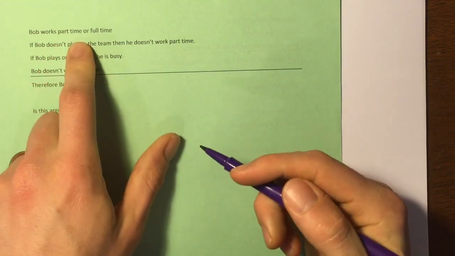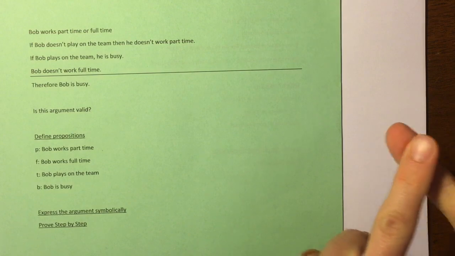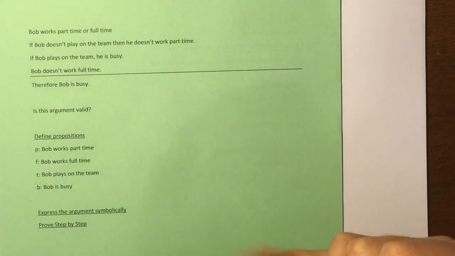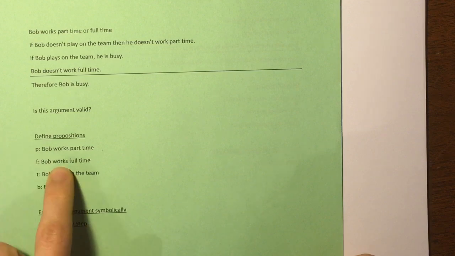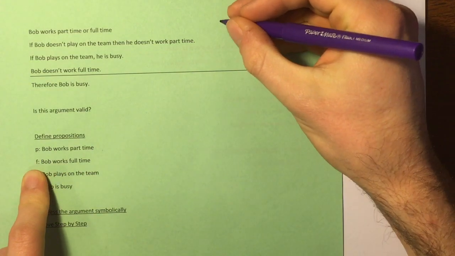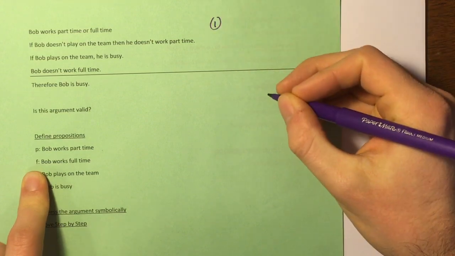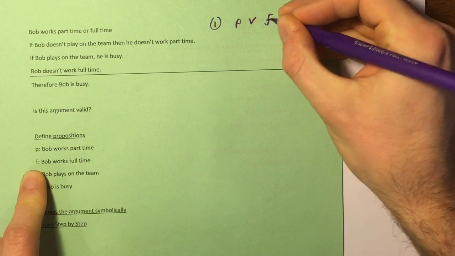So let's read through the argument, and we're going to translate it into symbolic statements. Bob works part-time or full-time. So we could rephrase that as Bob works part-time or Bob works full-time. Bob works part-time is the variable P, and Bob works full-time is the variable F. So I'm going to label this premise number 1, and it is P or F.